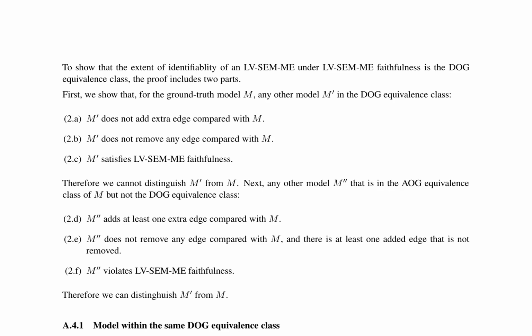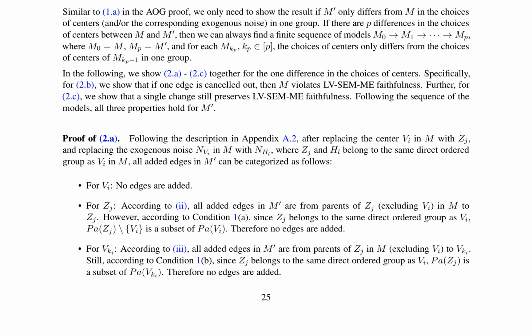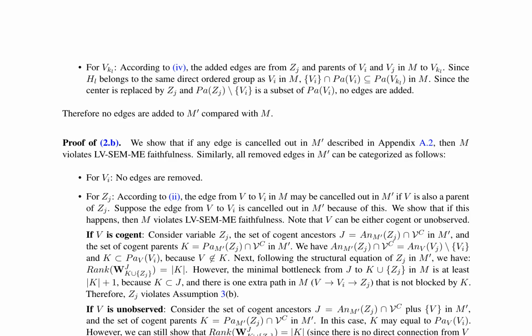The paper discusses the identifiability of a linear, non-Gaussian, acyclic model, LVSEM, under the assumption of LVSEM faithfulness. The authors aim to show that the extent of identifiability of an LVSEM under LVSEM faithfulness is the DOG equivalence class. To achieve this, they provide two parts of the proof. First, they demonstrate that for the ground truth model M, any other model M' in the DOG equivalence class does not add extra edges compared to M, does not remove any edges compared to M, and satisfies LVSEM faithfulness. This means that M' cannot be distinguished from M.